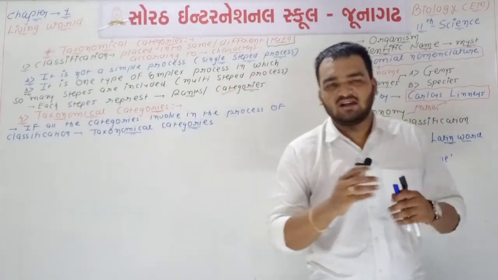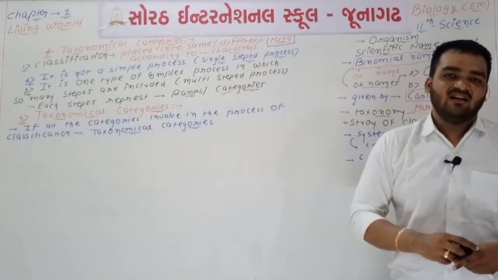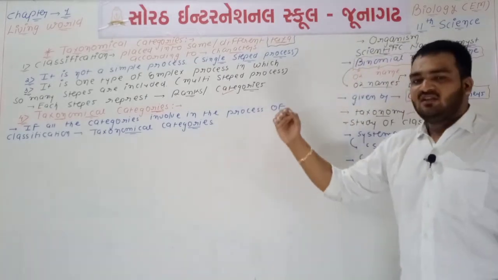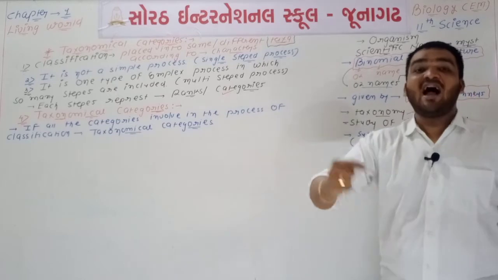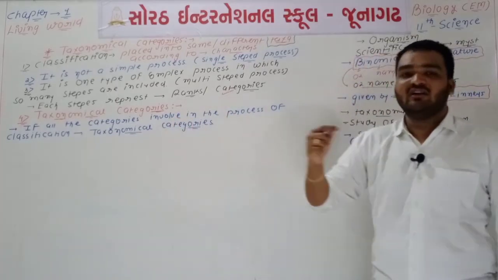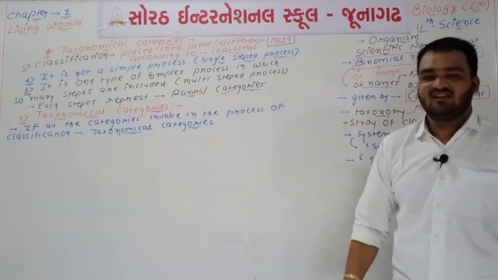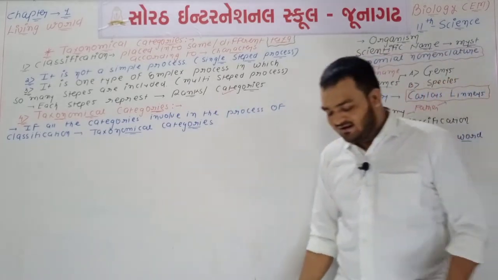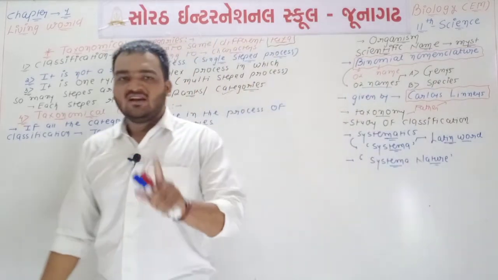You know that different types of categories are included, different types of categories are involved. So if these all categories are part of classification, these all categories are involved in the process of classification, then these all categories are known as taxonomical categories. It is a one-liner question definition.